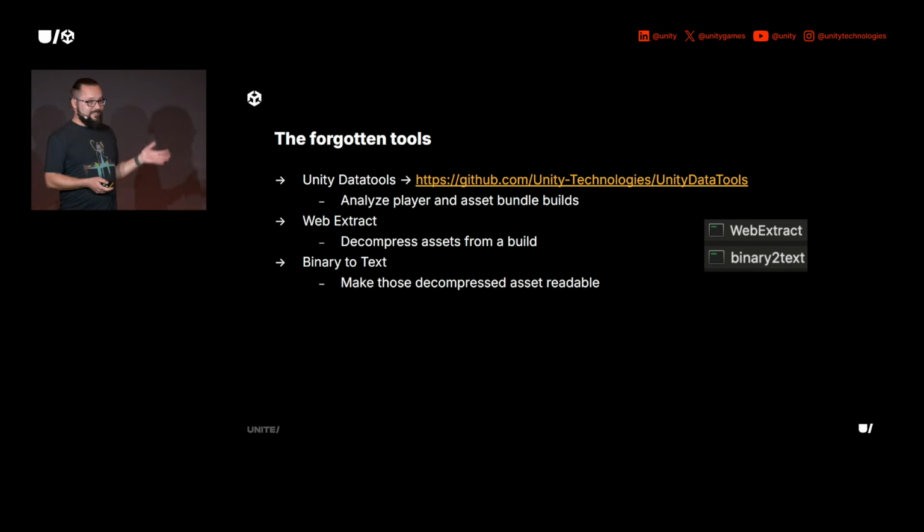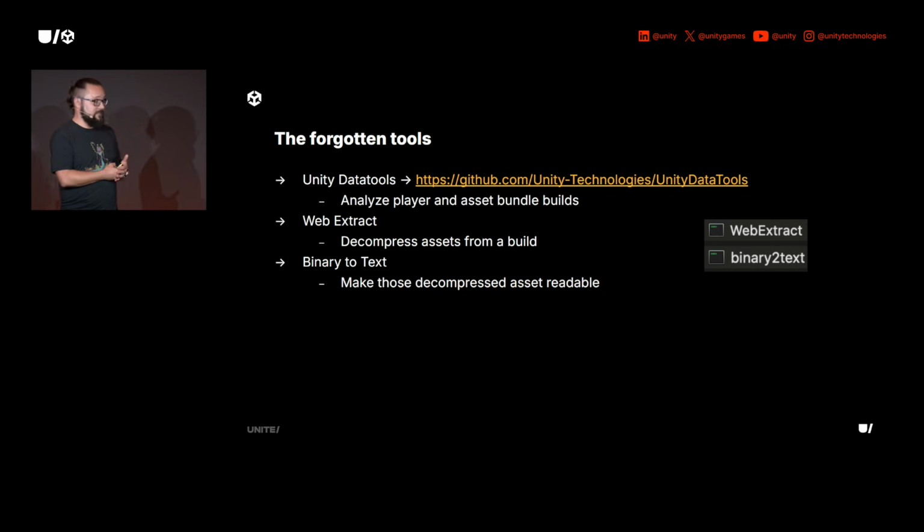The Unity data tool, well, apart from the Unity data tool, that's basically a GitHub repo. It allows you to generate an SQLite database from your asset bundle builds. Which is super cool to be able to see your dependency chain. You see how the asset bundles are created, what depends on what's in there. And then we go into web extract and binary to text.